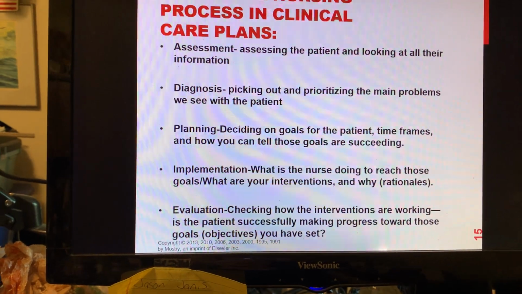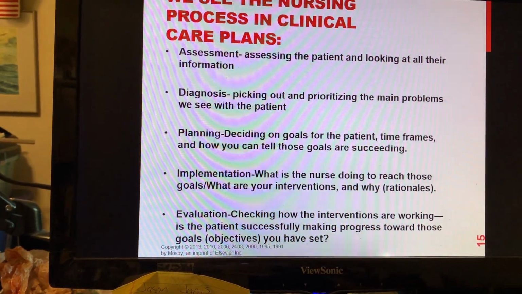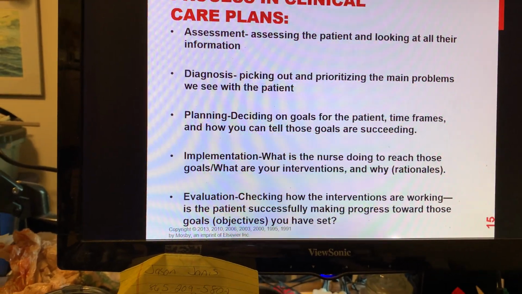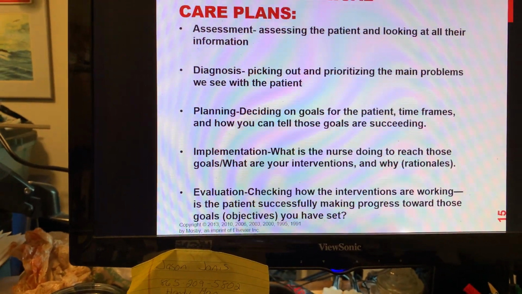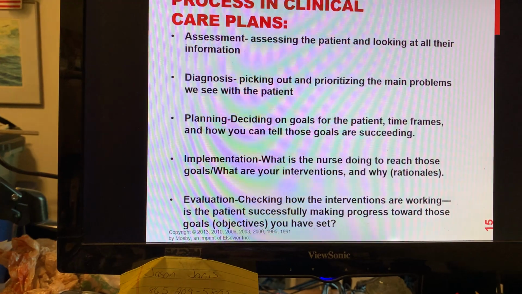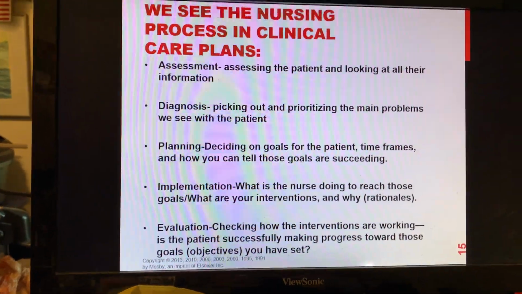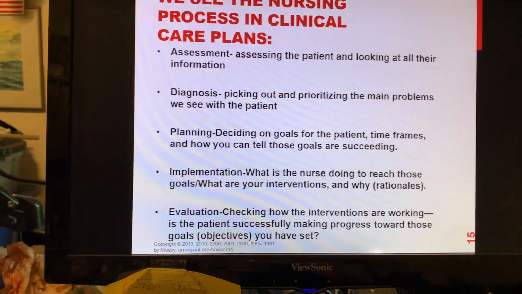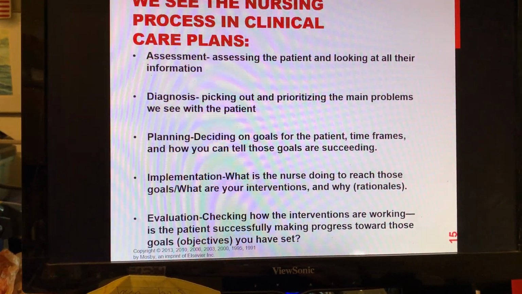You're going to make a plan for that patient. You're going to decide on some goals. You're going to decide on the time frames for those goals. And usually we're going to have you set both a short-term goal and a long-term goal. And then the outcome criteria, which is how you know those goals are succeeding, that the patient is going to reach those goals.